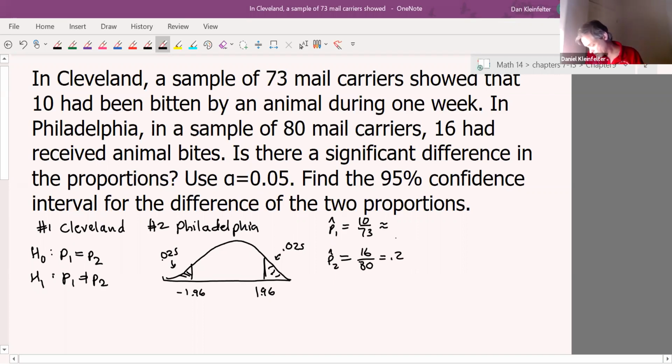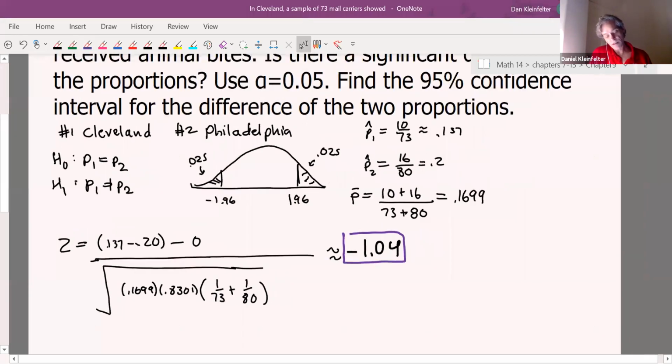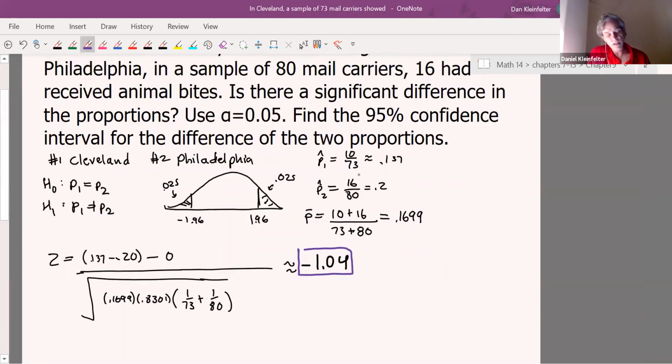That's 0.13, let's say 0.14. Okay, so let's see about putting together the rest of this into a test statistic. So pause the video, see if you can put that together, and then restart the video and see how you did. All right, so going through the details, the P1 hat was 10 out of 73, or about 0.137.